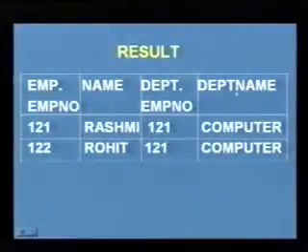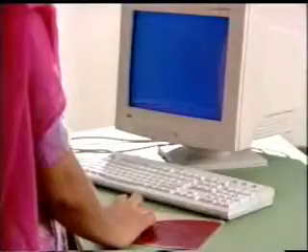department number 121 and department name computer. The first tuple is in fact correct, whereas the other tuple which contains employee number 122, name Rohit, department number 121 and department name computer is not the desired result. Therefore, the Cartesian product expression could not give the desired result, and we will have to modify it.